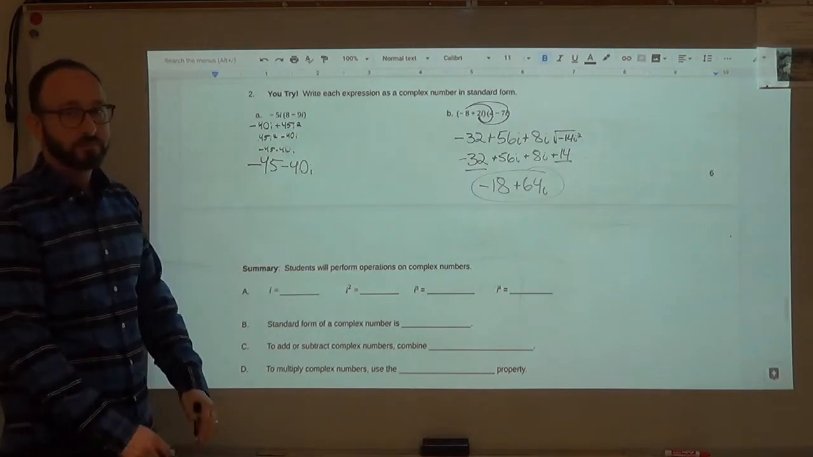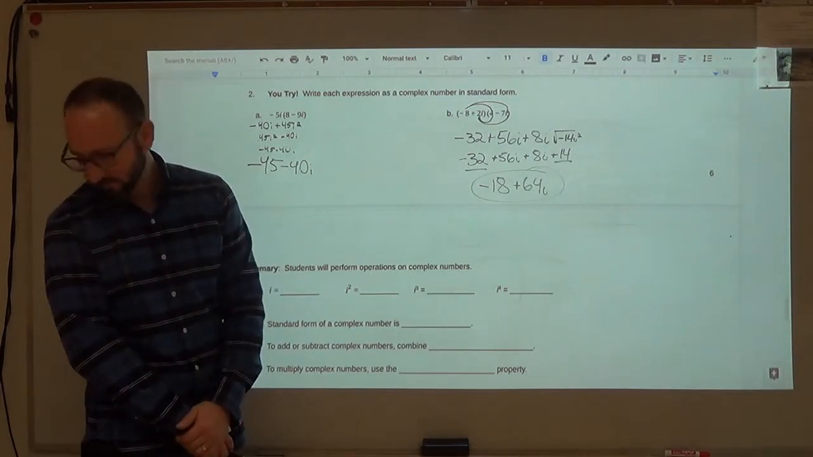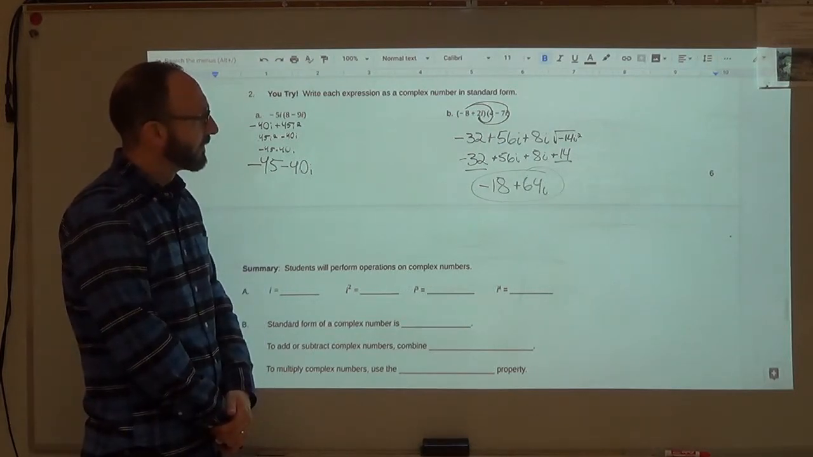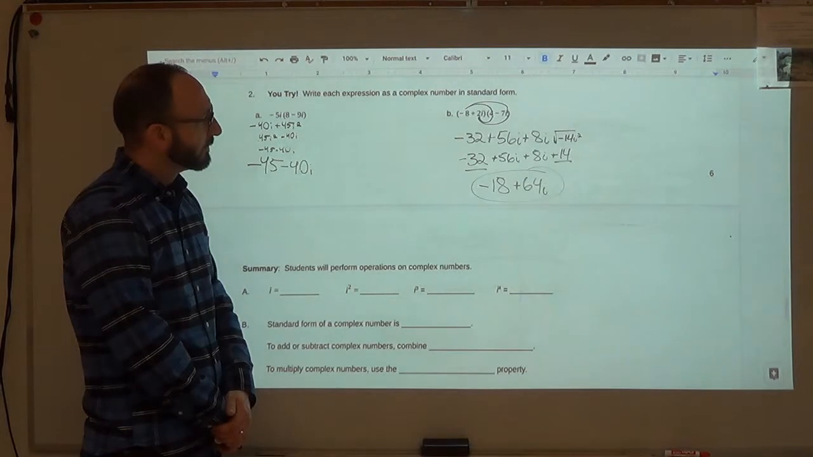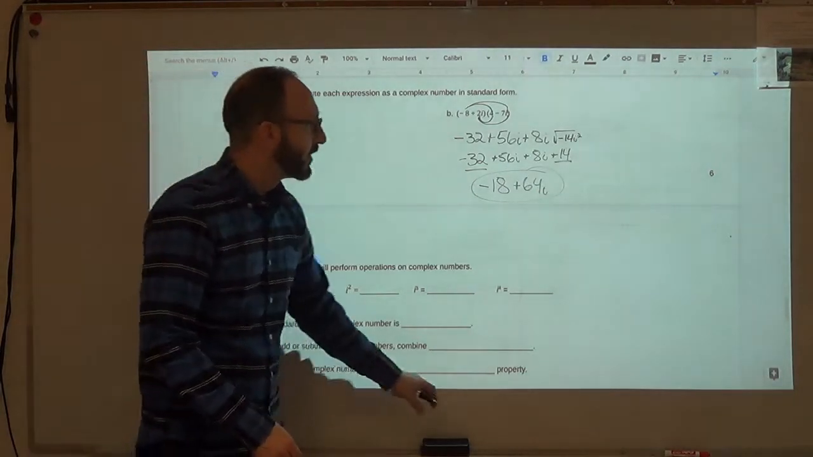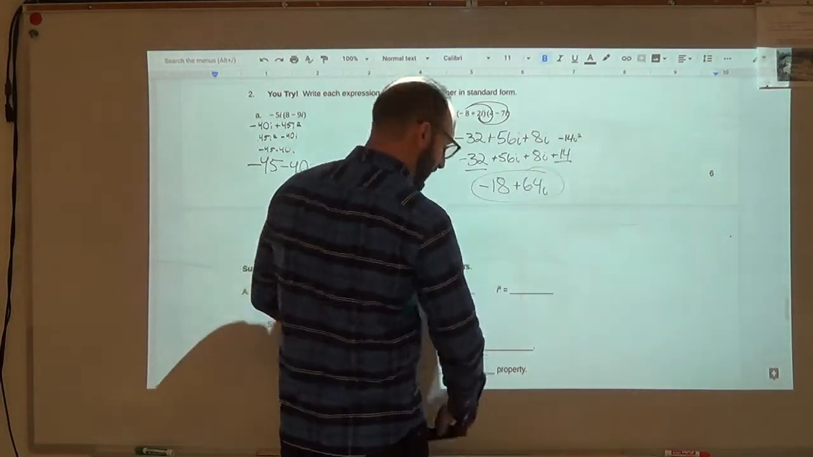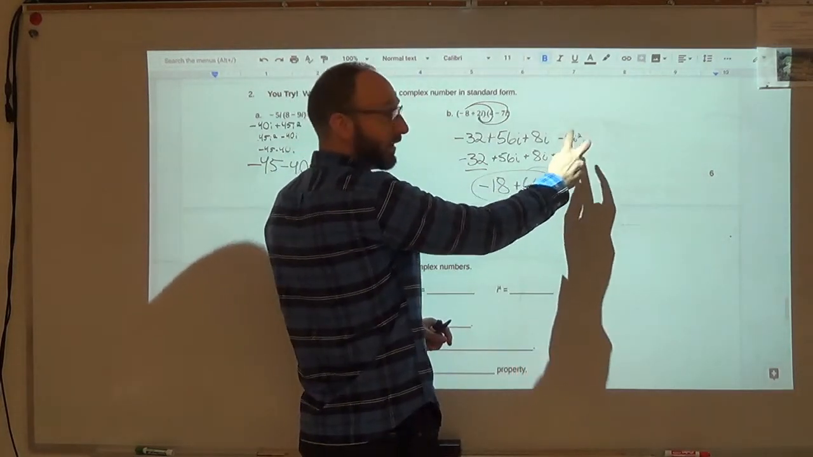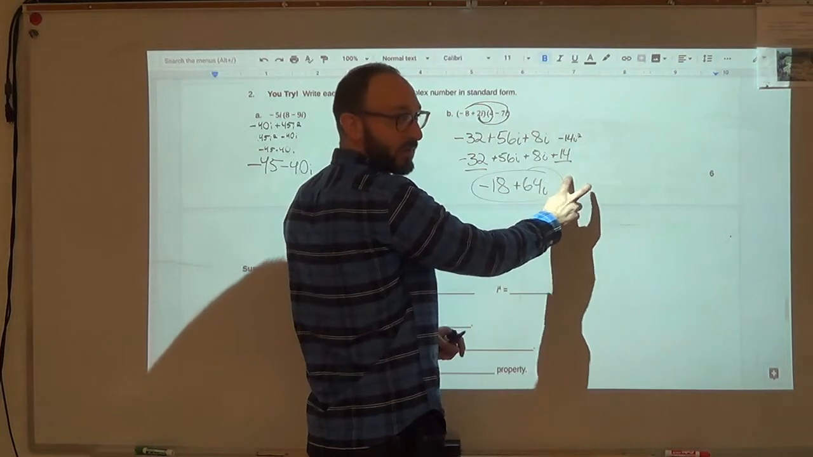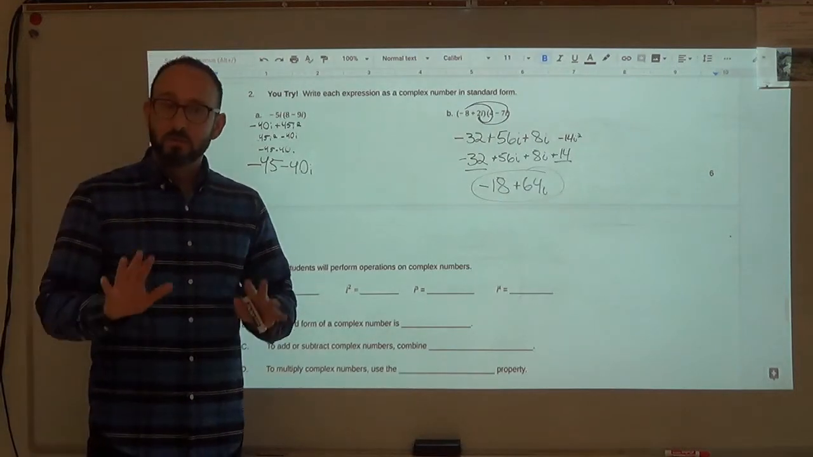Okay. Tell us what you did, please. I distributed, and then I ended up with negative 32 plus 56i plus 8i. And then I got negative 14i squared, which I knew was supposed to be negative 1, so I just changed the sign to plus 14. And then I just finished by solving, and I got negative 18 plus 64i. Okay, so the only thing I would say is right here, you don't have to write this square root. I wouldn't put that in there. This is just going to become negative 1, and you would multiply negative 14 times negative 1 to get positive 14. All good? Yep.